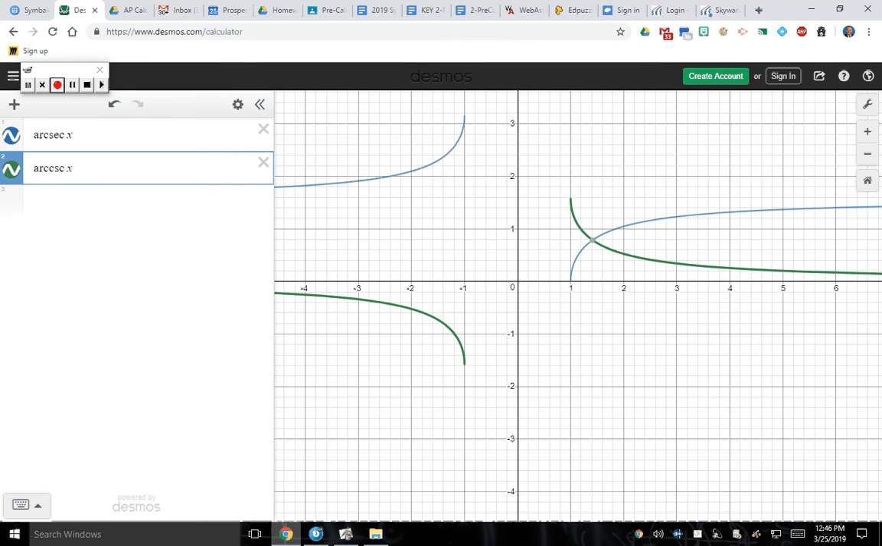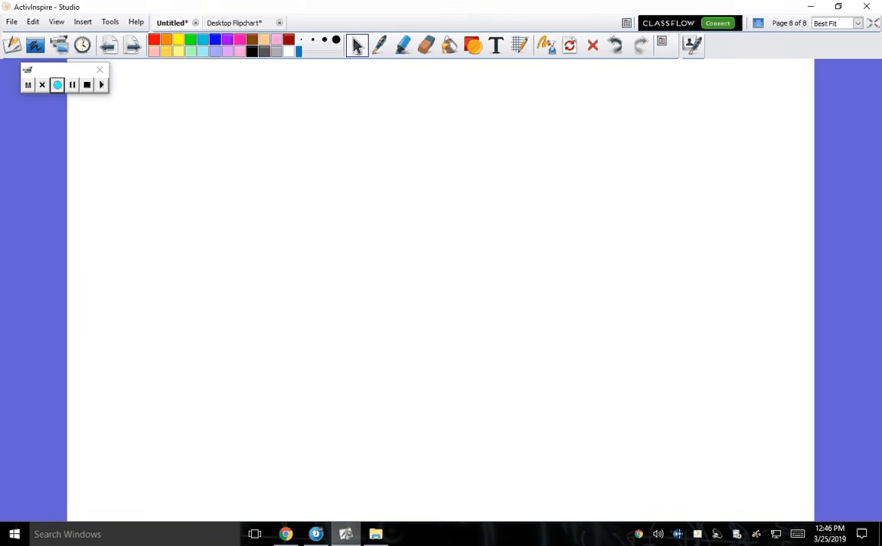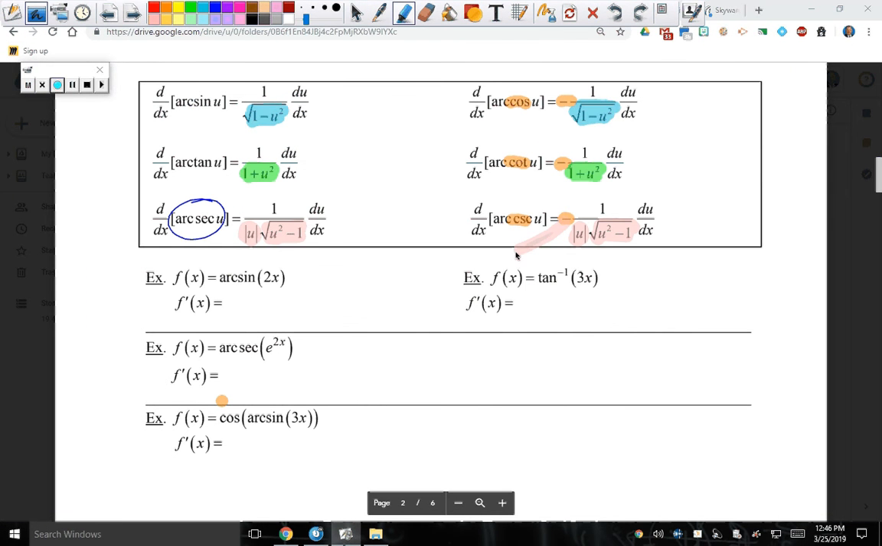Okay, what do you notice about both of these? What do you notice about the blue graph, the first one, arc secant? It's always increasing. Can you see it? It's always increasing. So if it's always increasing, that means its derivative is what? Positive. Look at the green one. Arc cosecant is always what? Decreasing. That's why over here its derivative is always what? Negative. Negative versus positive.